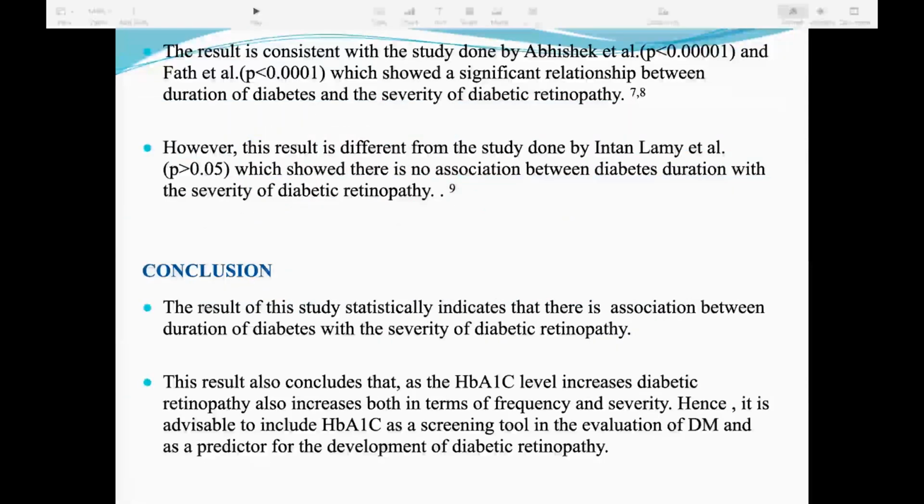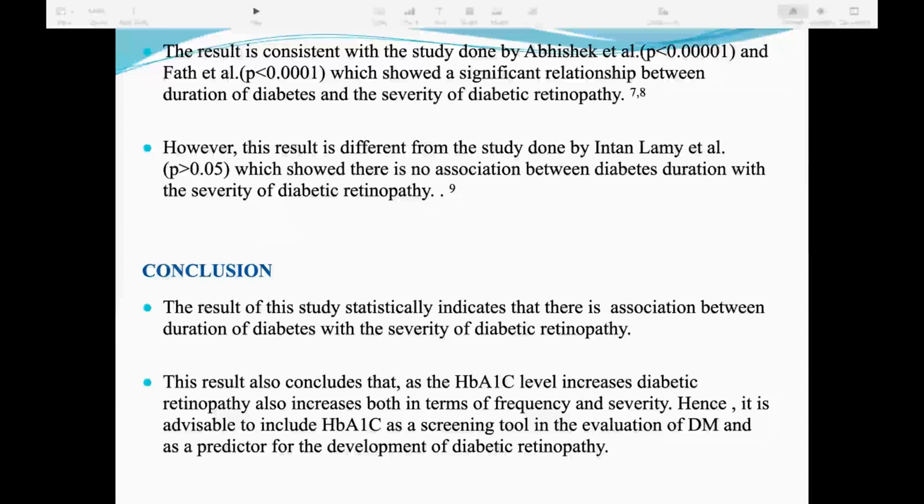The result is consistent with the study done by Abhishek et al. and Fath et al., which showed a significant relationship between duration of diabetes and the severity of diabetic retinopathy. However, this result is different from the study done by Intan Lamai et al., which showed there is no association between diabetes duration and the severity of diabetic retinopathy.